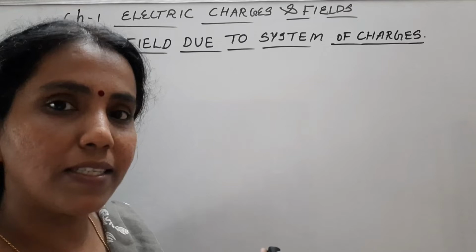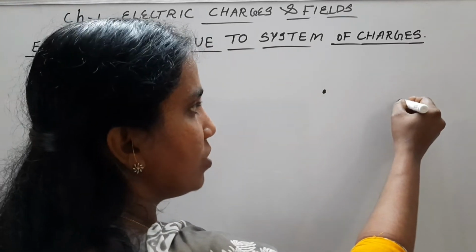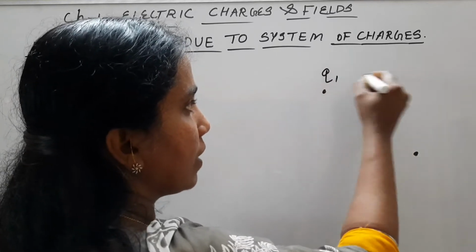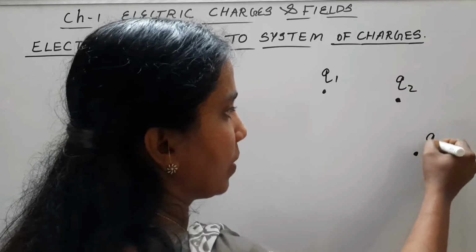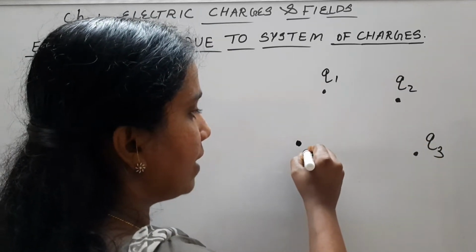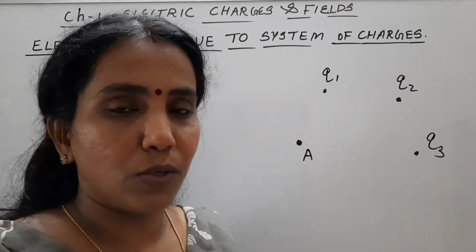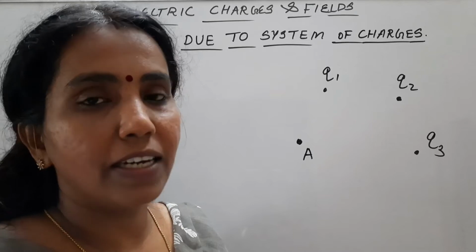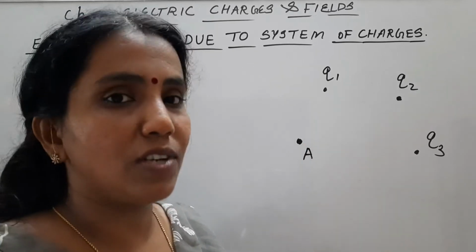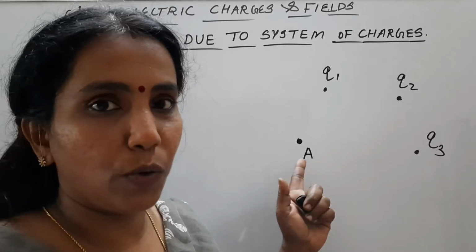So what do you mean by system of charges? System of charges means more than one charge is present in that system. So you have charges like Q1, Q2, Q3, and you have a point A. At that point A, we want to find the electric field. So that's what we mean by electric field due to a system of charges. Due to these three charges, what is the electric field at the point A? That's what we are going to find.